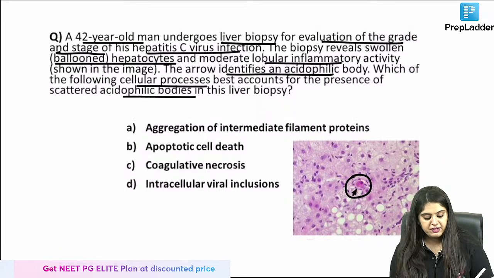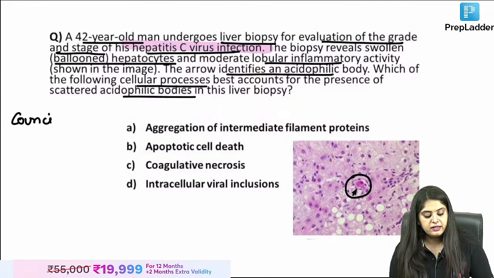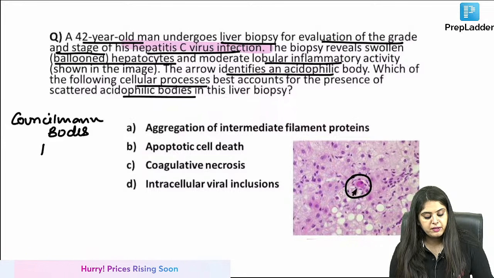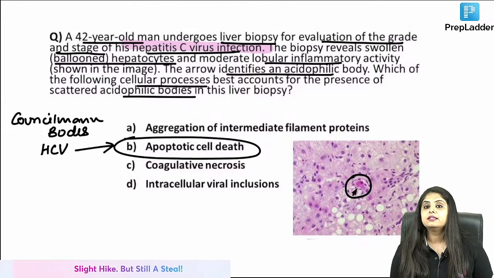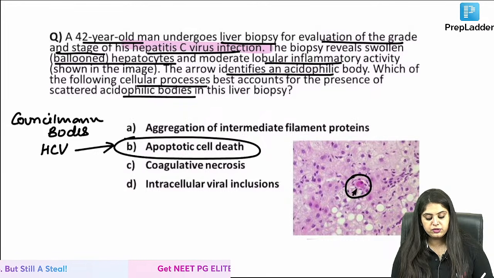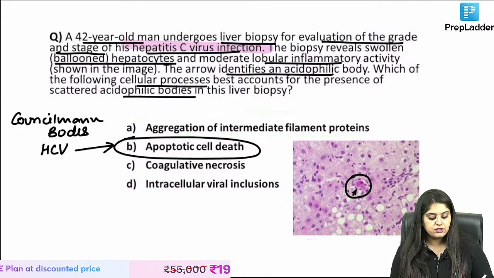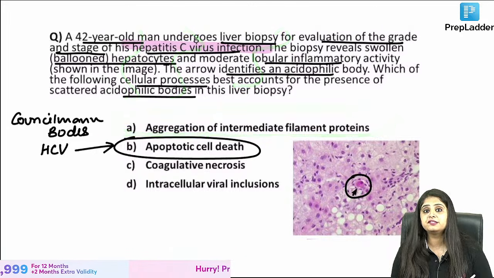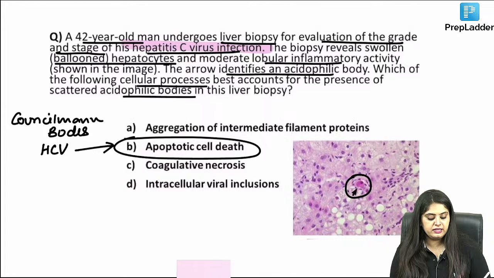So what did you make, ma'am? When I saw hepatitis C and saw viral hepatitis, I was reminded that you just told us about the Councilman bodies, and in Councilman bodies of hepatitis C, I will think of apoptosis. Do we have apoptosis? Yes, we do. That is apoptosis. But what are the other options that we have? Okay, this is certain. What would have been the history that you would have given me the answer of this? Answer, all of you are right. Hepatitis C, Councilman body is visible here, ma'am, and that is apoptosis.